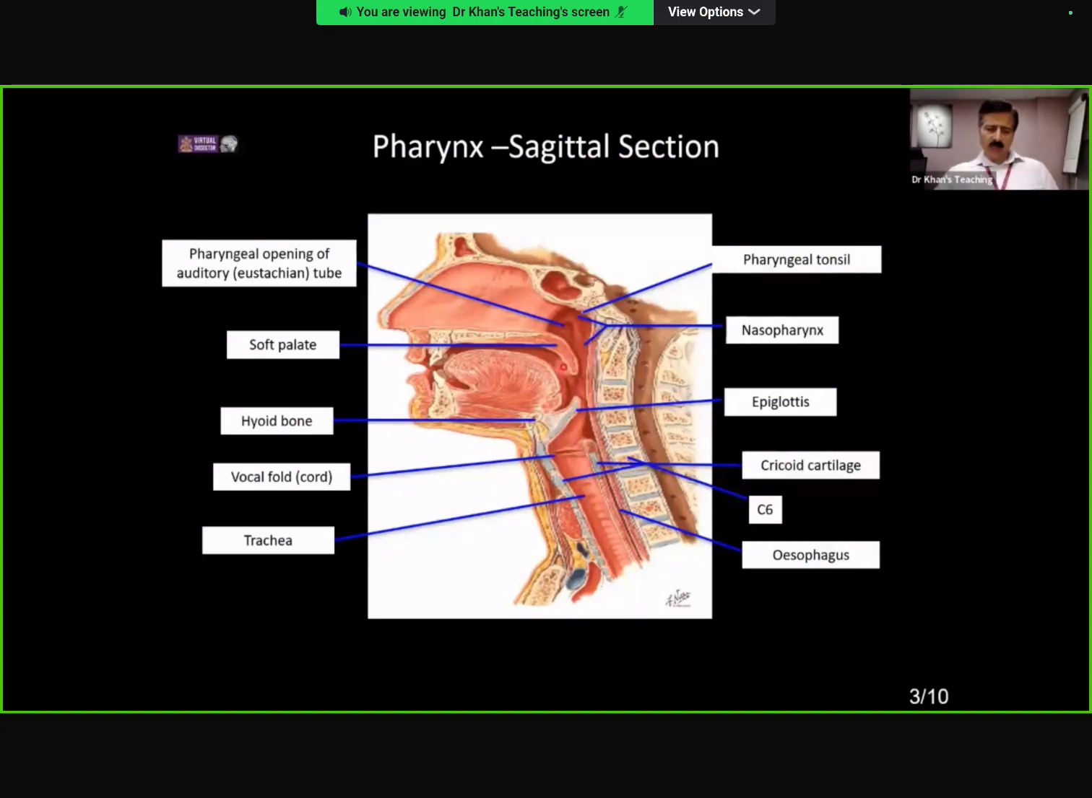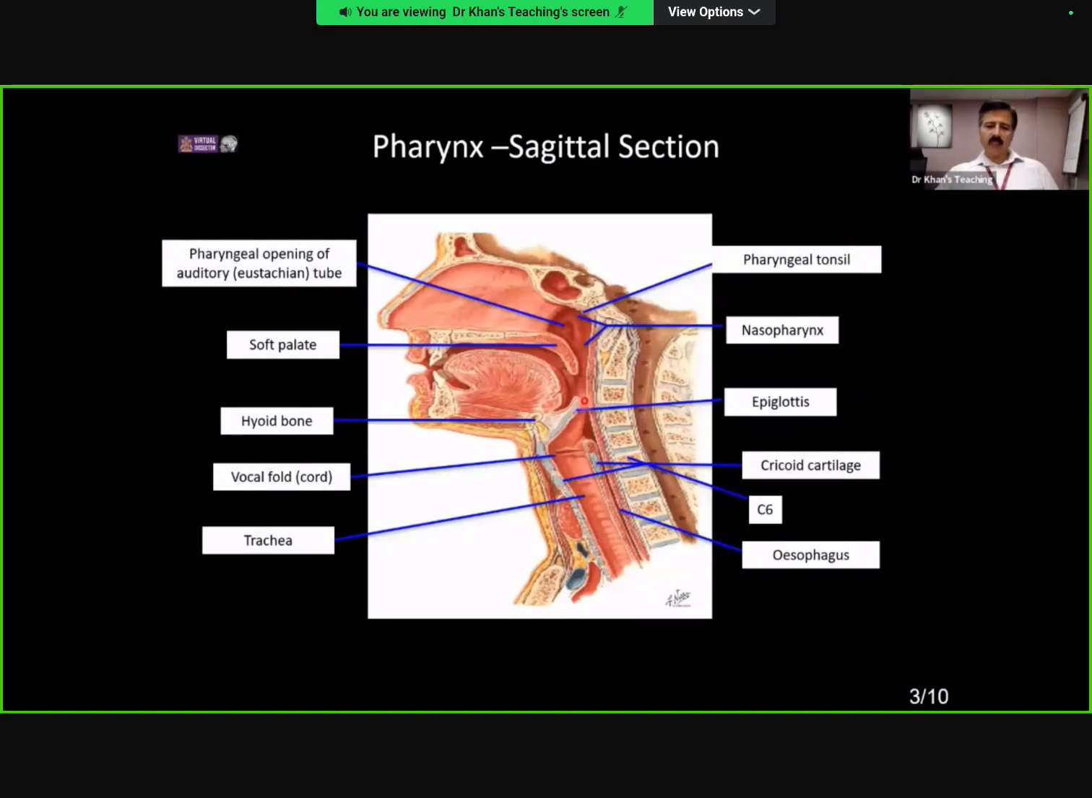Now, we are interested in the anatomy of the pharynx. Please remember that if you draw a line through the hard palate here, and maybe the soft palate here, superior to that is the nasopharynx. We are not interested. Another line which you draw here through the superior border of the epiglottis, this is the oropharynx.